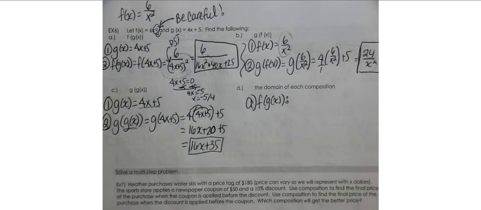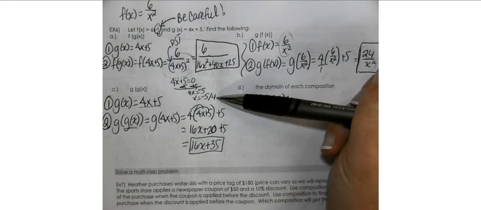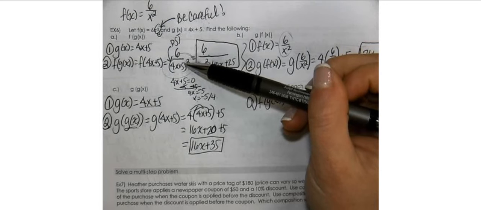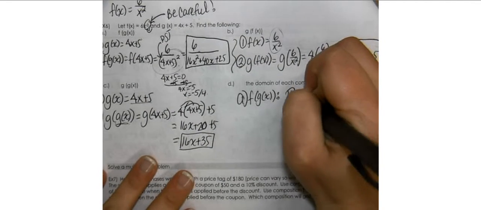Okay, so if x is equal to negative 5/4, then that means that our denominator would equal 0. And if our denominator equals 0, then we have ourselves an undefined fraction. And if we have an undefined fraction, then that doesn't work. So that means that our domain will be all real numbers except x cannot equal negative 5/4. All right, so that was letter A.